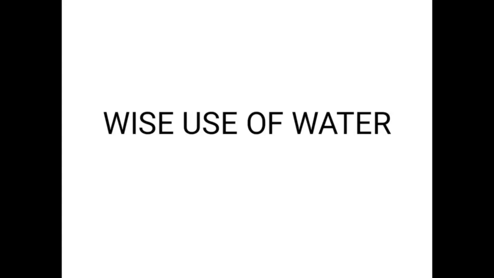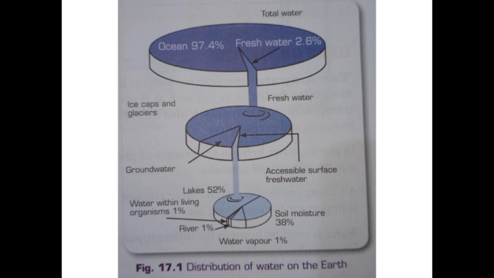Hello students, our new chapter is wise use of water, and our first topic is water, a natural resource. Water is a natural resource that is found in abundance in nature. But can we use all the water that is available to us? Can we use water from sea for drinking or irrigating fields?